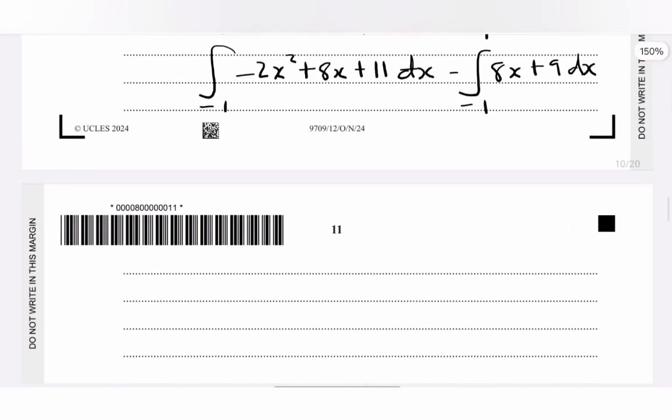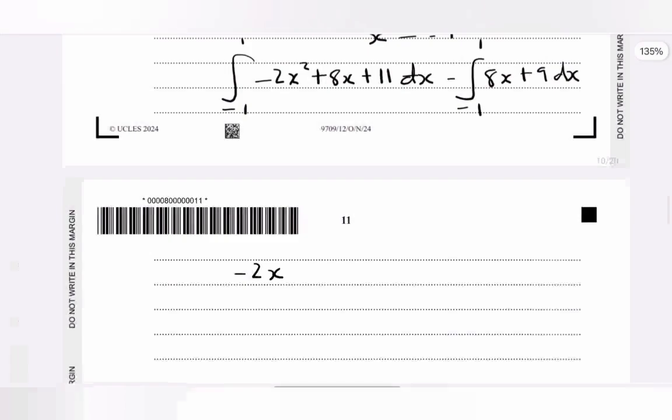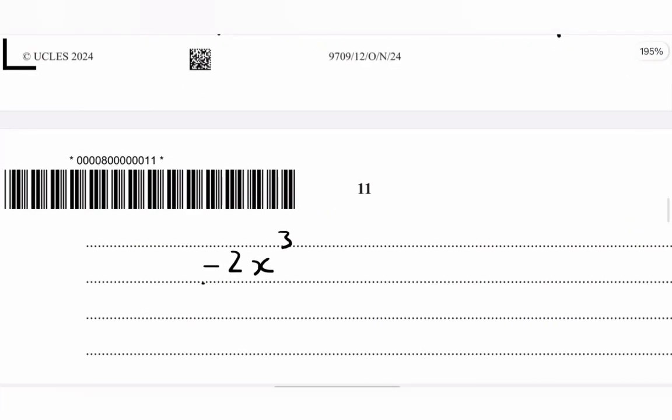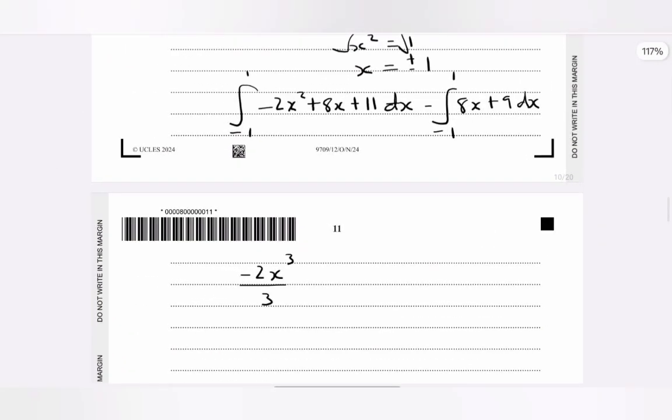And integrating now, we know we just say minus 2x and we add 1 to the power of x there, becomes x to the power 3, and we divide by the new power, plus 8x, adding 1 to the power, it becomes x squared over the new power, which is 2, plus our 11x, like that.